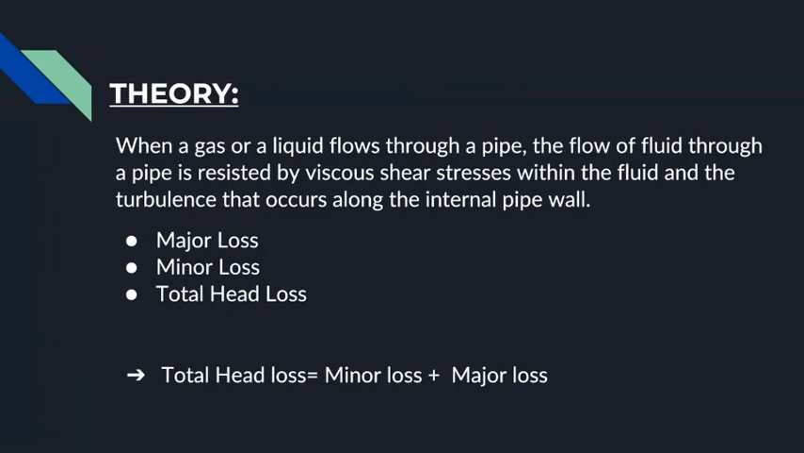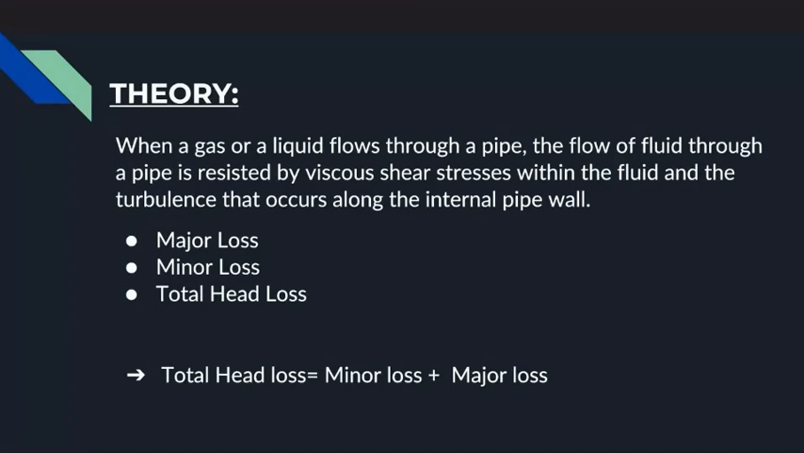Now, let's come to the theory part. As the fluid flows through the pipe, there is resistance due to the viscous shear stresses within the fluid and the turbulence in the internal pipe walls. Therefore, there will be a loss of pressure in the fluid because energy is required to overcome these frictional forces. Also, there will be loss in energy when the fluid flows through fittings such as valves, elbows, contractions, expansions, etc. It is mainly due to the local flow separation as it moves through such fittings.